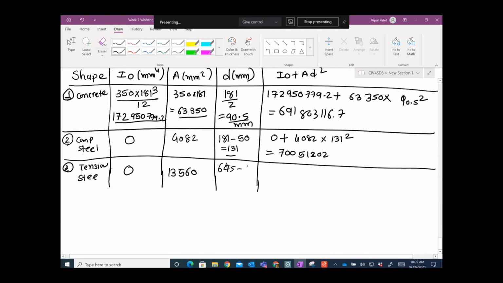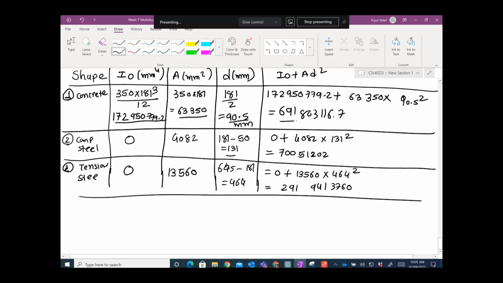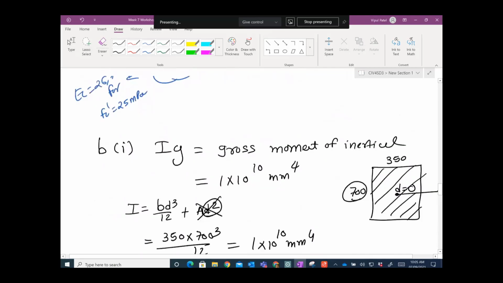645 take away dn would be 181. You get 464, and then you have, let's say, 0 plus 13560 times 464 squared. You get about 291,941,3760. So if you just sum this all up, this one plus this one plus this one, you get 3681 times 10 raised to 6, which is your I crack, millimeter power 4. Right, so that's your answer for this second one.